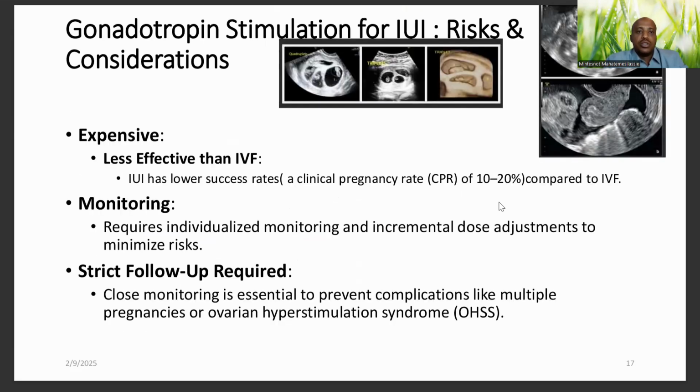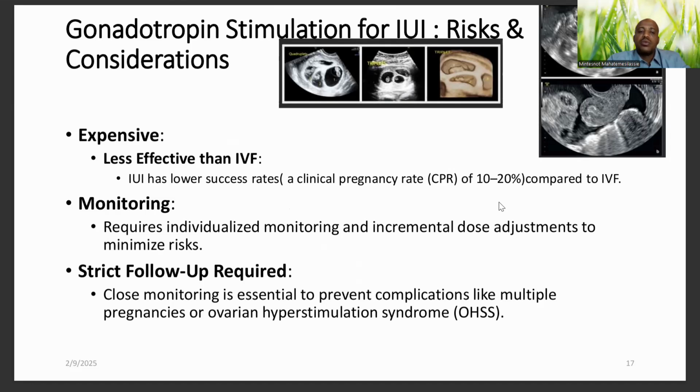One thing one should know is when you use gonadotropin stimulation for ovulation induction, you have to consider expense. It is an expensive drug, so you have to consider twice before you give gonadotropin during ovulation induction. Whatever drug you use, the maximum effectiveness you have for IUI is 20%.